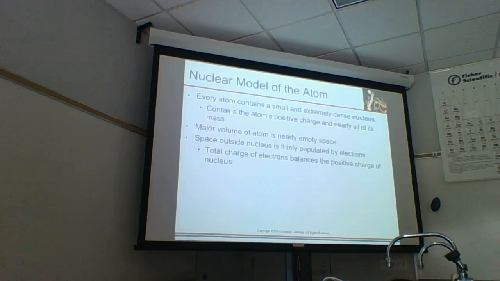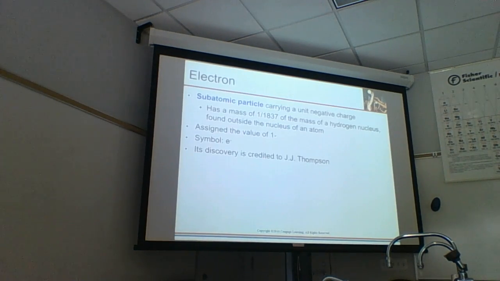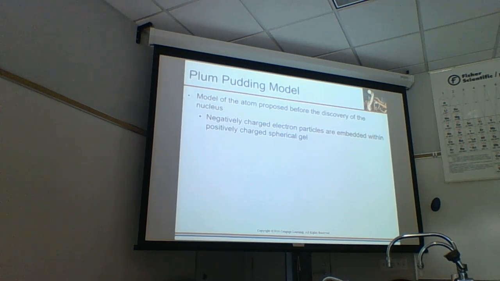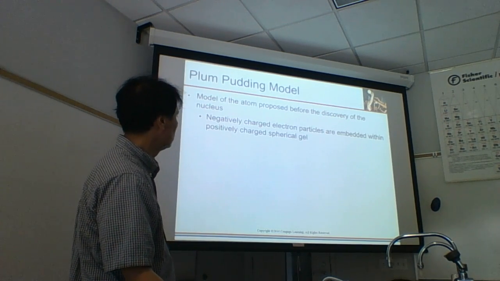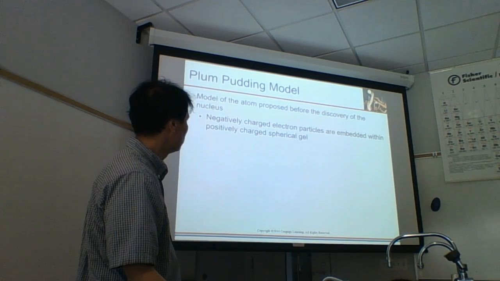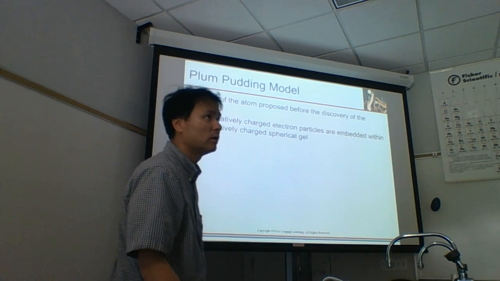Okay, then we're going to go back and talk about how those particles arrange. How those particles arrange is the structure of the atom. And there are two competing models for the structure, the plum pudding model and the nuclear atom model. The nuclear atom model won out, but let's briefly talk about the plum pudding model after our break.